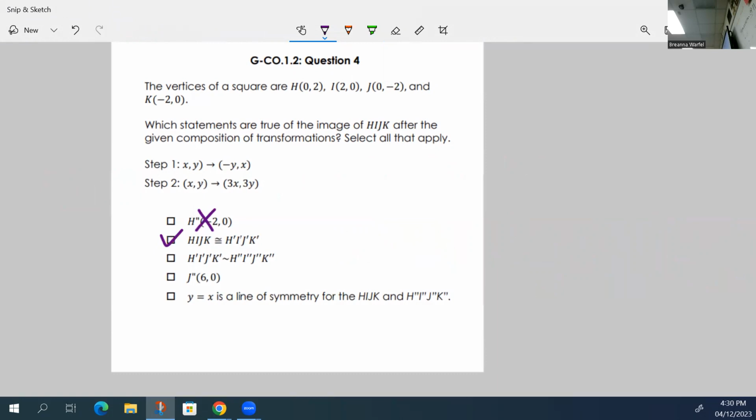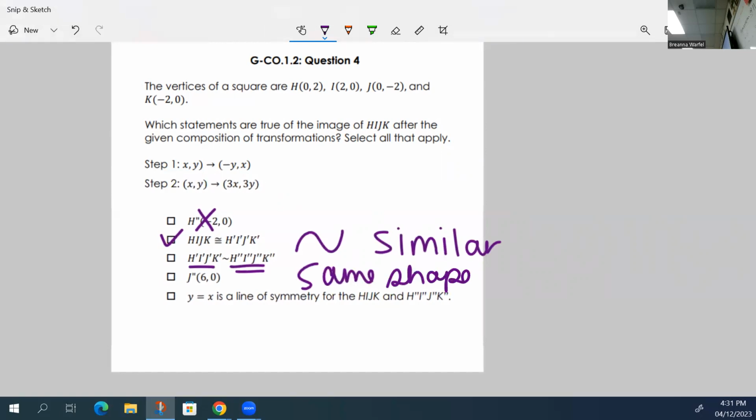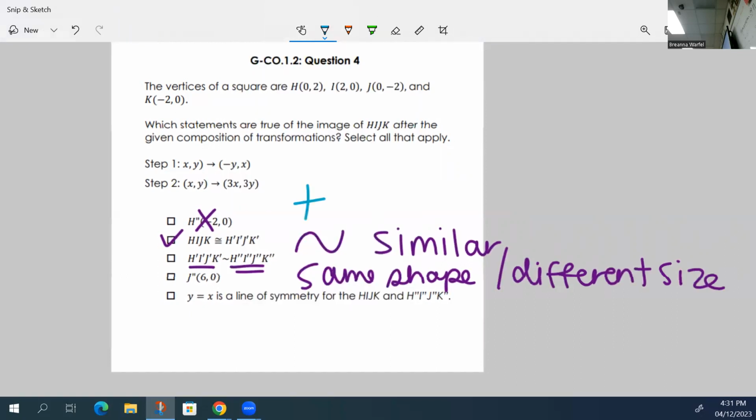Then we go to the next box. It says hij prime is congruent to all the double primes. So you're going from the rotated figure to the dilated figure. This little symbol right here means similar, and similar means same shape, different size. So anytime that you see the similarity sign, you should immediately be thinking dilation. Dilation makes figures similar. They are the same shape, but they're different size. So because we're dilating here, they are similar.